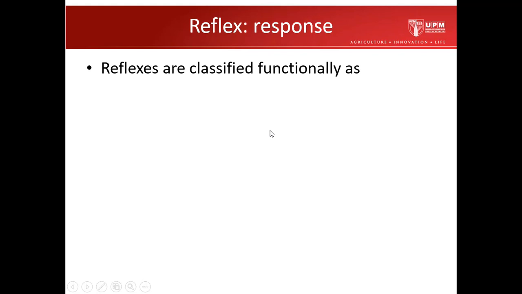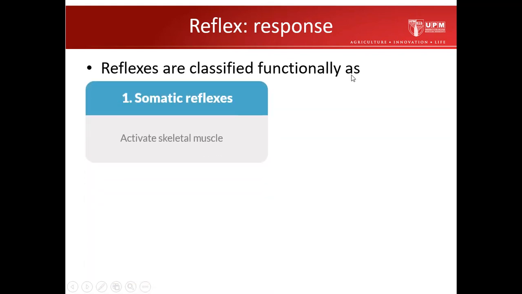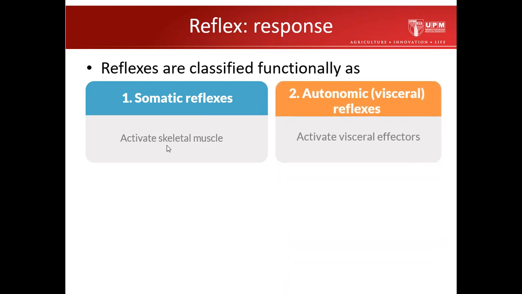Next is the classification based on the motor response. Reflexes are classified functionally, first, as somatic reflexes. Why is it called somatic reflexes? Because this type of reflex activates skeletal muscle. And the second one is the autonomic or visceral reflexes. This type activates visceral effectors.